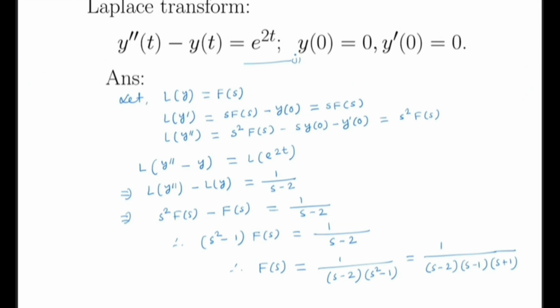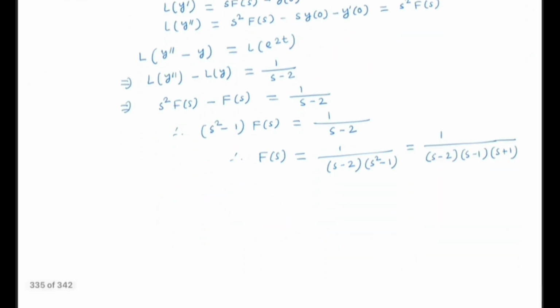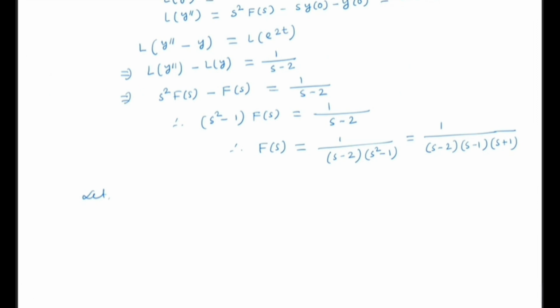Now we will decompose F(s) into partial fractions. So let F(s), which is 1 by (s minus 2)(s minus 1)(s plus 1), we can write as A by s minus 2 plus B by s minus 1 plus C by s plus 1. We take it in this way because here we have linear factors in the denominator. So we write it that way.